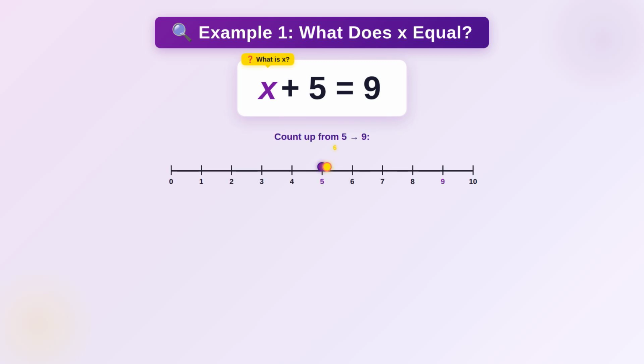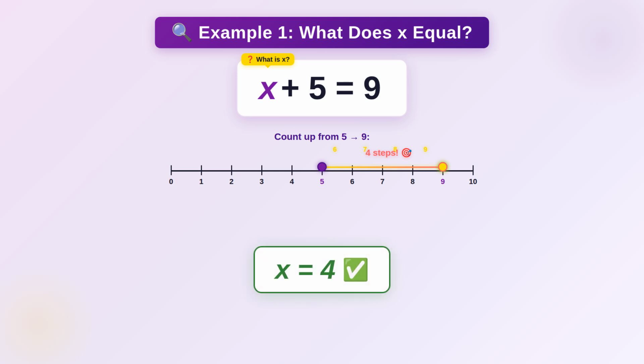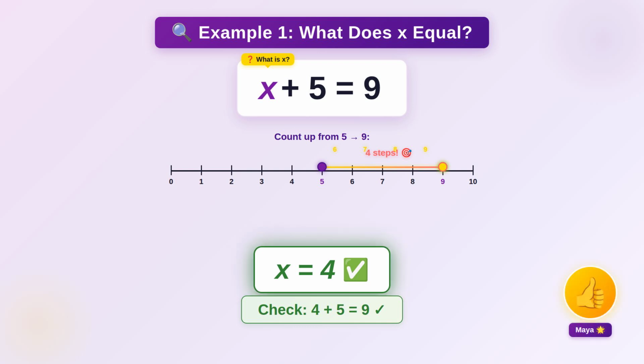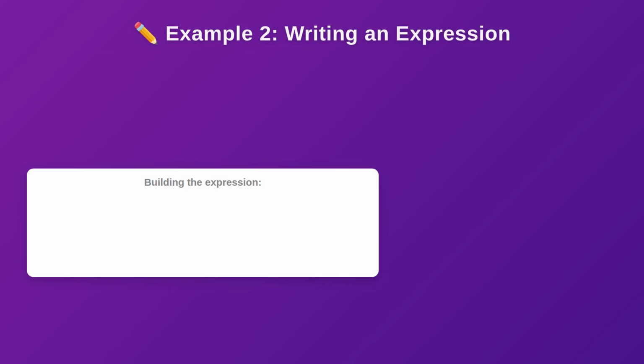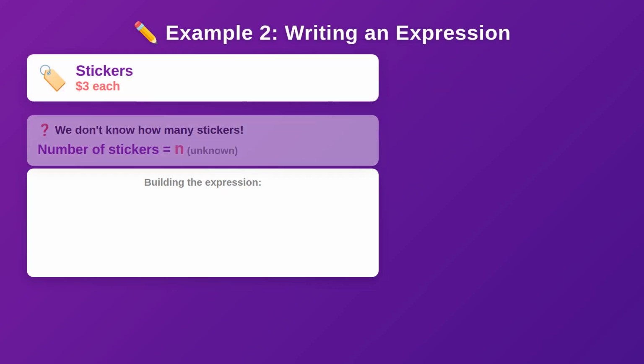Okay, let's try Maya's first homework problem together. The equation is x plus 5 equals 9. We need to find what number x stands for. Ask yourself, what number plus 5 gives us 9? Let's count up from 5. 6, 7, 8, 9. That's 4 steps. So x equals 4. Let's check. 4 plus 5 is 9. Yes, that's correct. Maya just solved her first variable equation, and so did you. See? X isn't scary at all. It's just a mystery number waiting to be found.